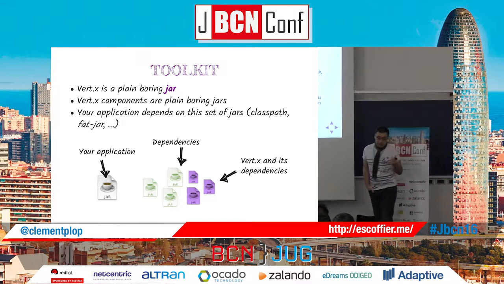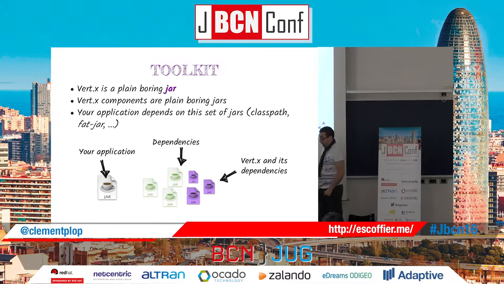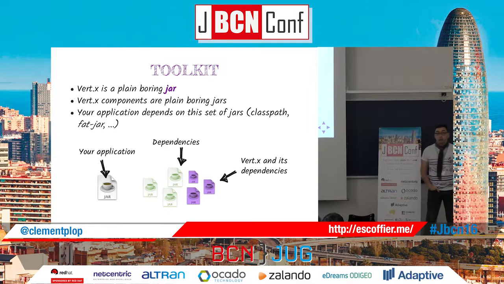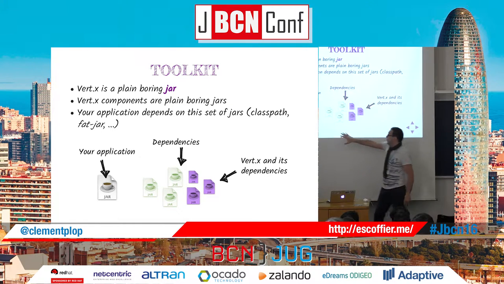It's really a library that you will put in your classpath, and it will provide the API, but also an execution model. And this execution model makes it really powerful to build modern applications. All Vert.x components are also plain boring jars. So, if you want to use them in different contexts, like in WAR, like in Spring Boot, like in Java EE applications, like in OSGi, or whatever you're doing, you can, because they are just jars. Your application will just depend on those jars, so you will just compute your classpaths, your fat jars, your OSGi framework, as you want, as soon as you have your application, Vert.x components, and all the other components.